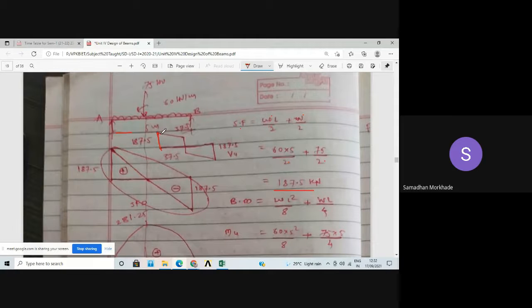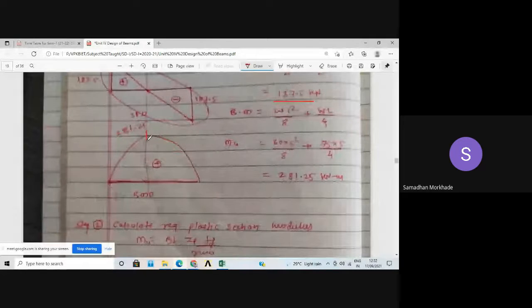This is shear force. Bending moment diagram is not expected, but I have drawn it just so that your knowledge of SFD and BMD will be revised. See, this is shear force 187.5 at support. After that there is a UDL, so the shear force diagram will have an inclined variation, and it goes up to the center.